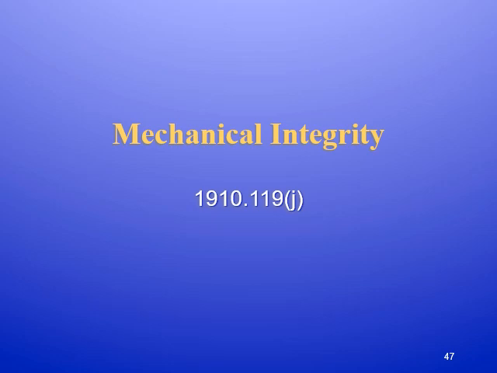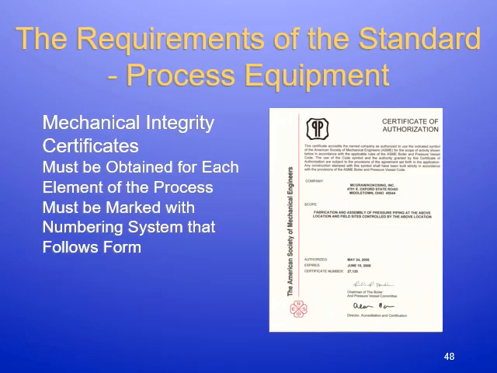So, mechanical integrity. For each piece of process equipment, you must have documentation noting the design and fabrication of each. So you see the example here. It is a fabrication and assembly of pressurized piping at this facility, Middletown, actually, Ohio.